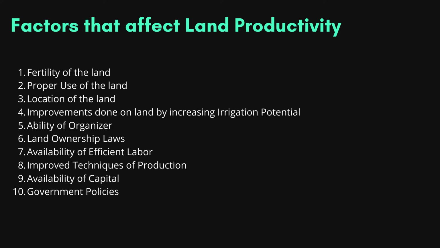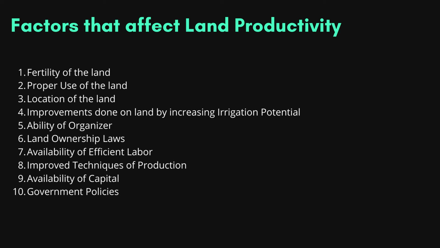The fourth one is improvements done on land by increasing irrigation potential. So permanent improvements done on the land by generating artificial means of irrigation, for example wells, canals, and tanks, help keep the water supply regular and have a positive effect on the productivity of the land.